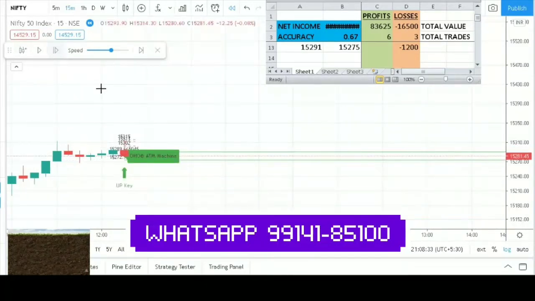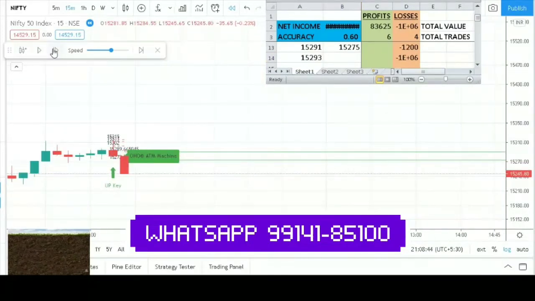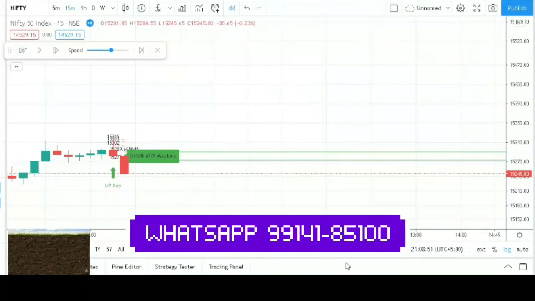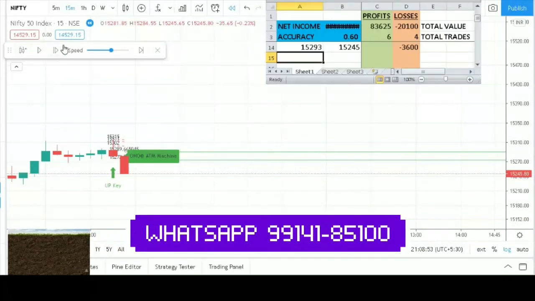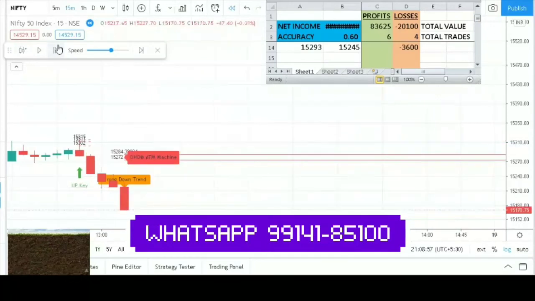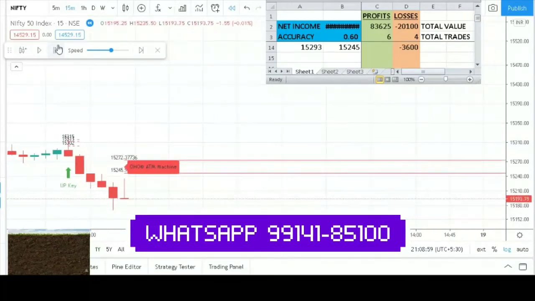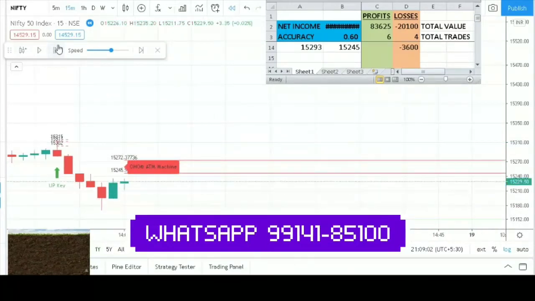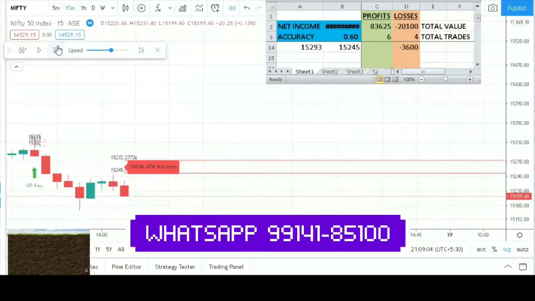Now find out the trade. 15293, where we will sell it. Oh wow, it's closed below the machine. 15245. Now we have lost 3600. Friends, always remember that SL is SL and entry is entry. This is SL, this is not an entry. Okay.